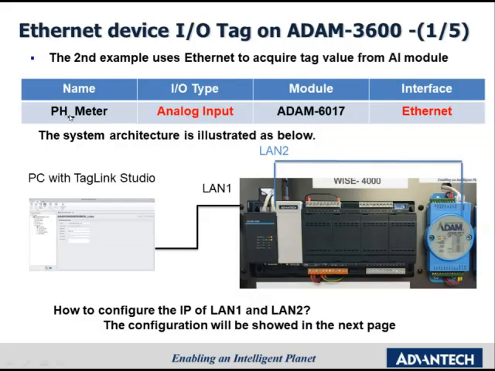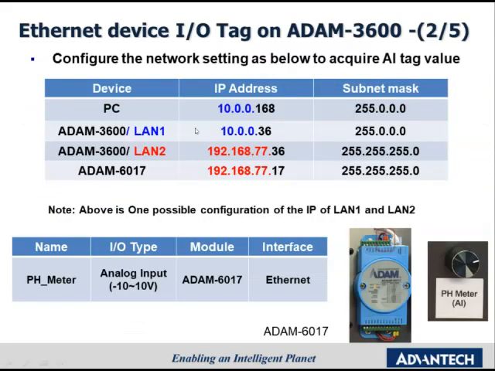Next, we will show you how to map Advantech 3600 to acquire data by Ethernet interface. The system architecture is shown below. LAN 1 is connected to my PC, where iLearning Studio is installed, and LAN 2 is connected to Advantech 6017 with the AI tag we are going to monitor. Besides, we also need to configure the IP of LAN 1 and LAN 2 properly to get the AI data successfully. To make Advantech 3600 and Advantech 6017 in the same network domain, let's configure the module's IP and the LAN port setting as below.